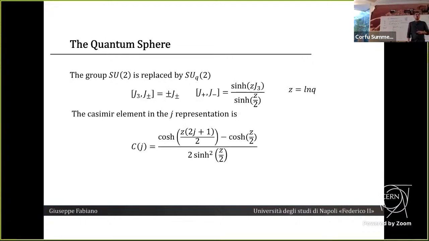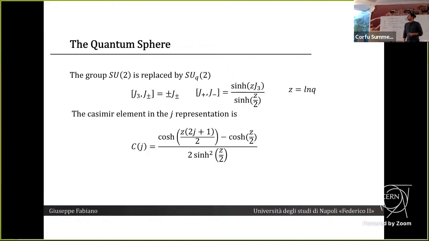So now, in the spirit of also talking about quantum spaces, what one can do is consider a quantized example of the sphere called the quantum sphere. In this case, the SU2 group is replaced by the group called SUQ2, where Q is a deformation parameter. The algebra of functions of SUQ2 is defined by generators which satisfy commutation relations that are deformed with respect to the basic SU2 case. Here the deformation parameter, for convenience, is called Z, equal to the logarithm of Q. We of course recover the case of the sphere when Z goes to 0 or Q goes to 1.